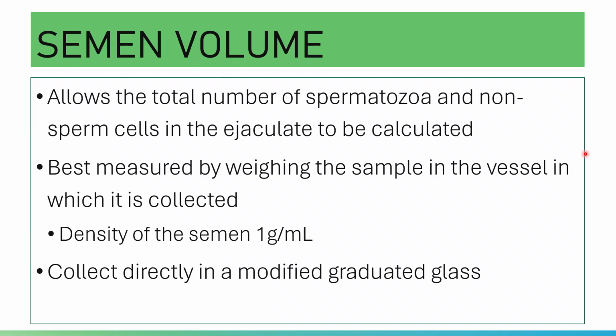But how are you going to measure the volume of the ejaculate? Accordingly, the volume of the ejaculate is best measured by weighing the sample in the vessel in which it is collected. How is this done?